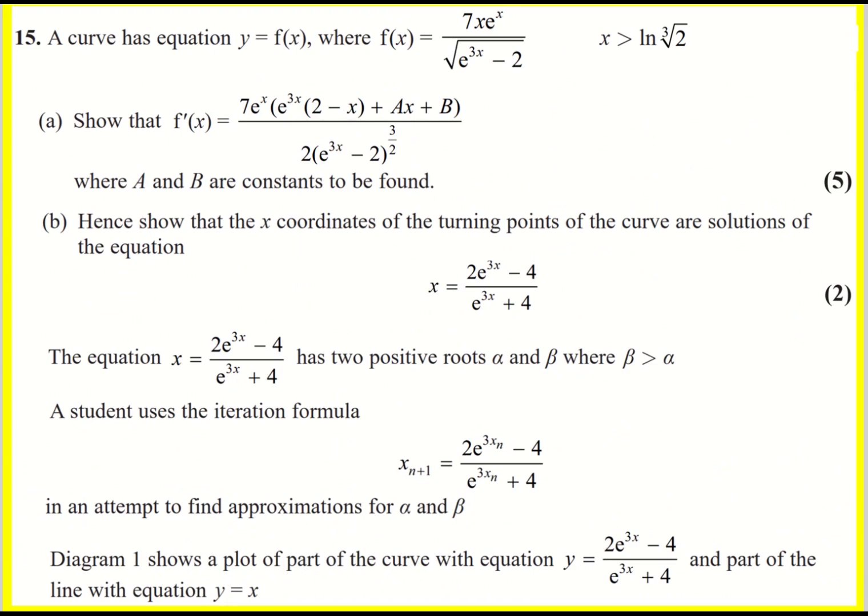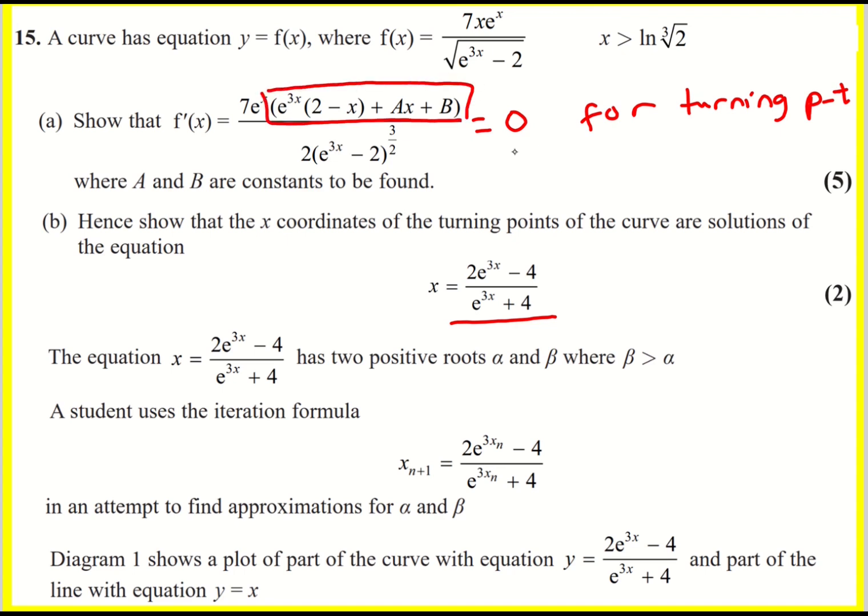From here, it says, hence show that the x-coordinates of the turning point of the curve are solutions to this equation here. So our derivative is going to equal 0 for the turning point, and it's going to be when the top is 0. You can imagine multiplying both sides by this, and it just goes. So it must be when the top is 0. You can then divide through by 7e^x, because that is always positive. It's actually going to be when this thing is 0. So e^(3x), 2 minus x, remember then it was minus 4x minus 4 equals 0.